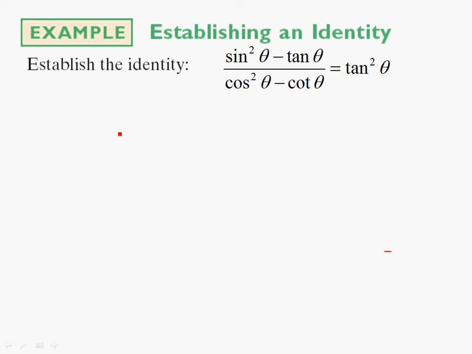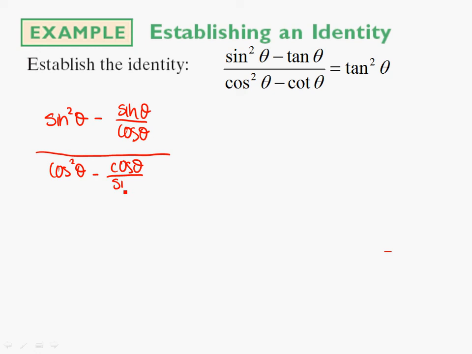Out of these two, it's pretty easy to see which is the more difficult side. Which one's the more difficult side? Left again, right? Okay. So let's see what happens if you do this. The tangent is sine over cosine, right? And then we get the cosine squared here. And then the cotangent is cosine over sine.